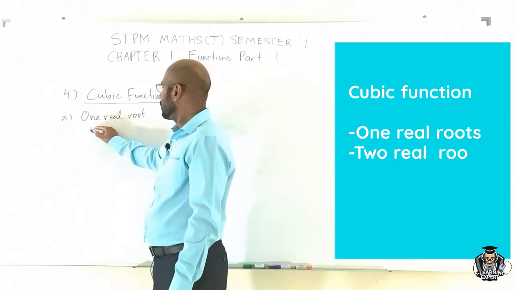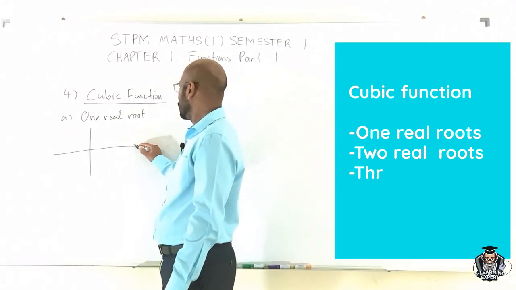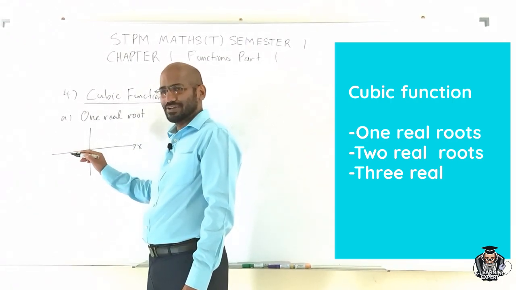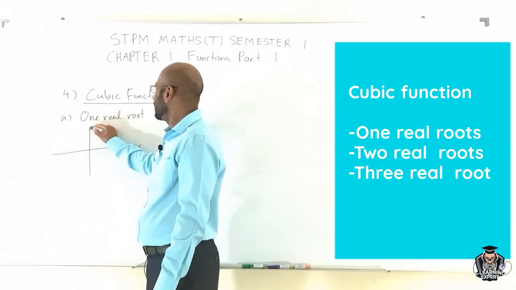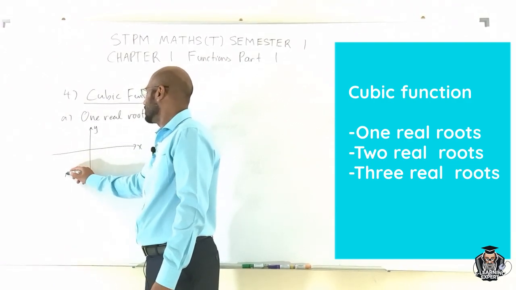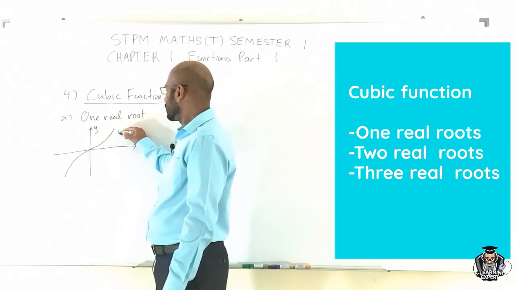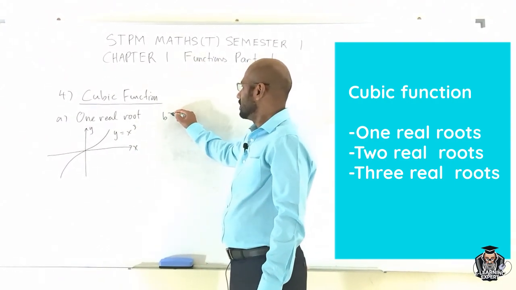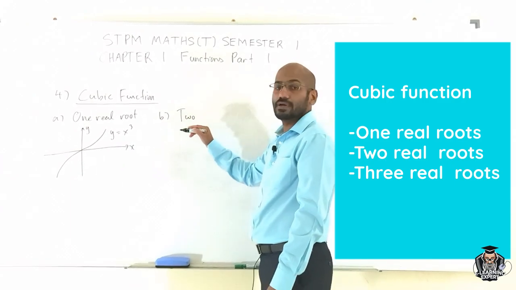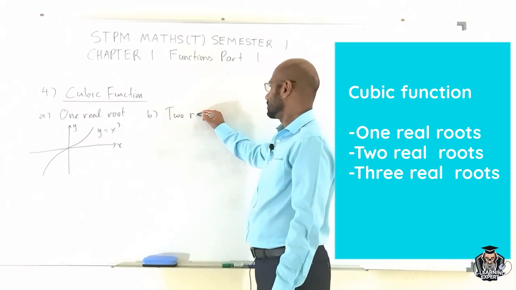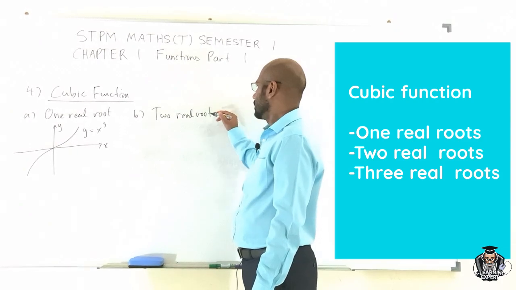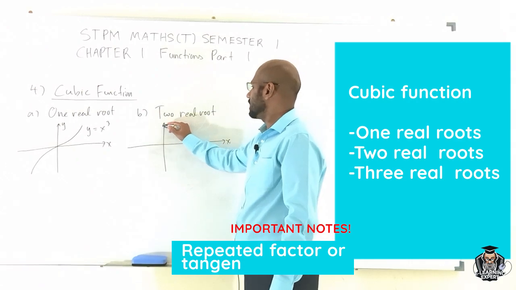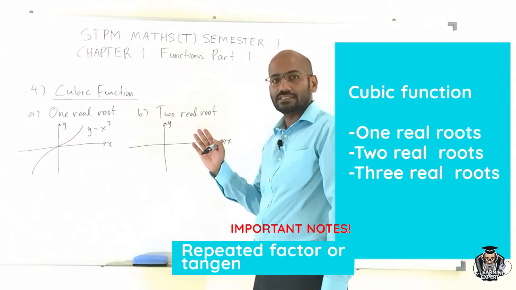How would the cubic graph having one real root look like? So this could be the standard y equals x cubed graph over here. Number 2, we could have a cubic function having 2 real roots. So to draw a cubic graph that has 2 real roots, one has to be a repeated factor, or basically it's going to be a tangent.